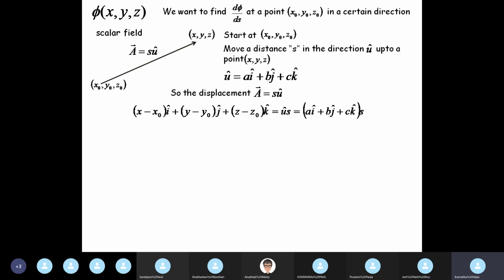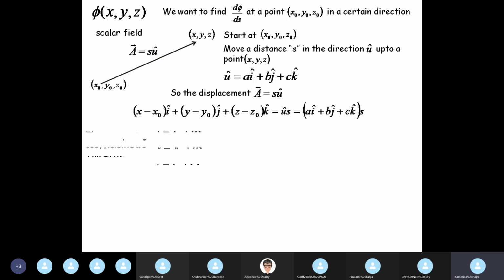Now, obviously, for this preliminary coordinate geometry, you can write a vector in terms of the starting and the terminal coordinates. So I am writing a vector in this manner: (x minus x0) i cap plus (y minus y0) j cap plus (z minus z0) k cap, and this is equal to s u cap, which is (a i cap plus b j cap plus c k cap) multiplied by the magnitude s.